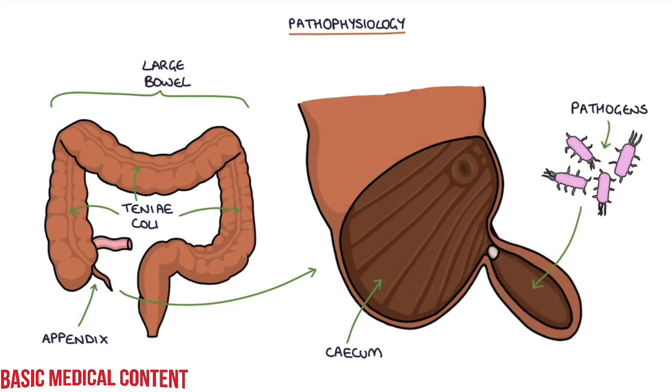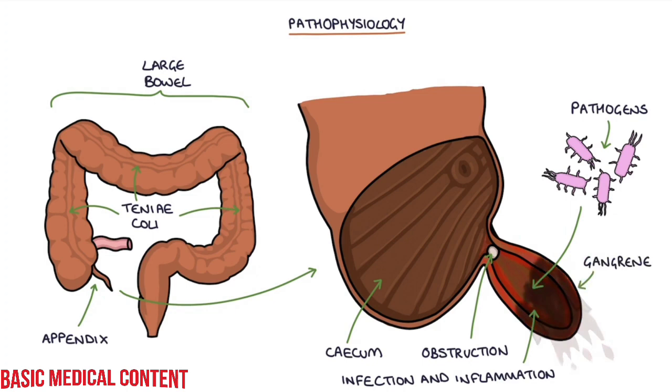Pathogens can get trapped due to obstruction at the point where the appendix meets the bowel. Trapping of pathogens leads to infection and inflammation. The inflammation may proceed to gangrene and rupture of the appendix. When the appendix ruptures, fecal contents and infective material are released into the peritoneal cavity, and this leads to peritonitis, which is inflammation of the peritoneal lining.